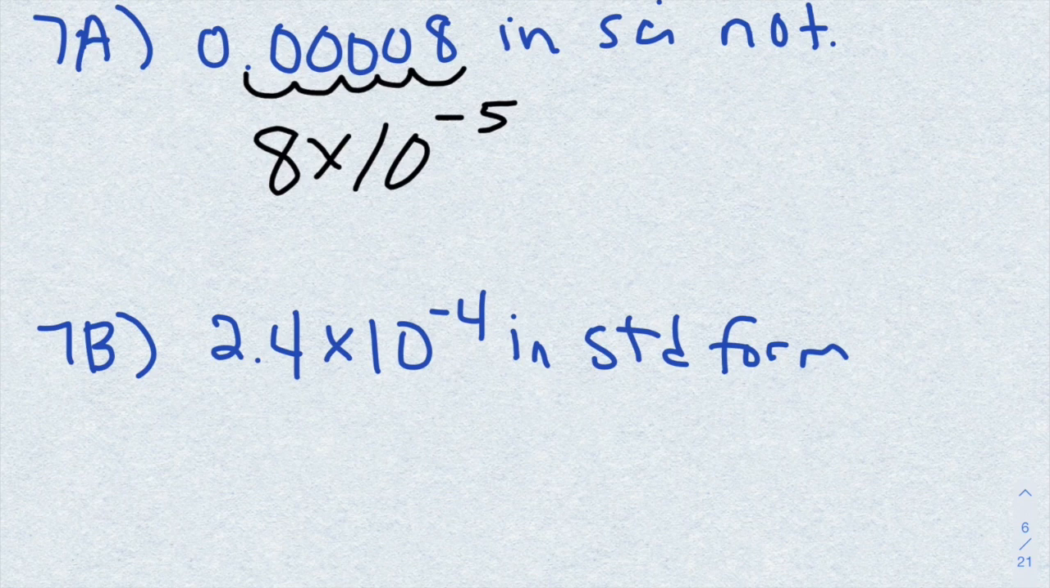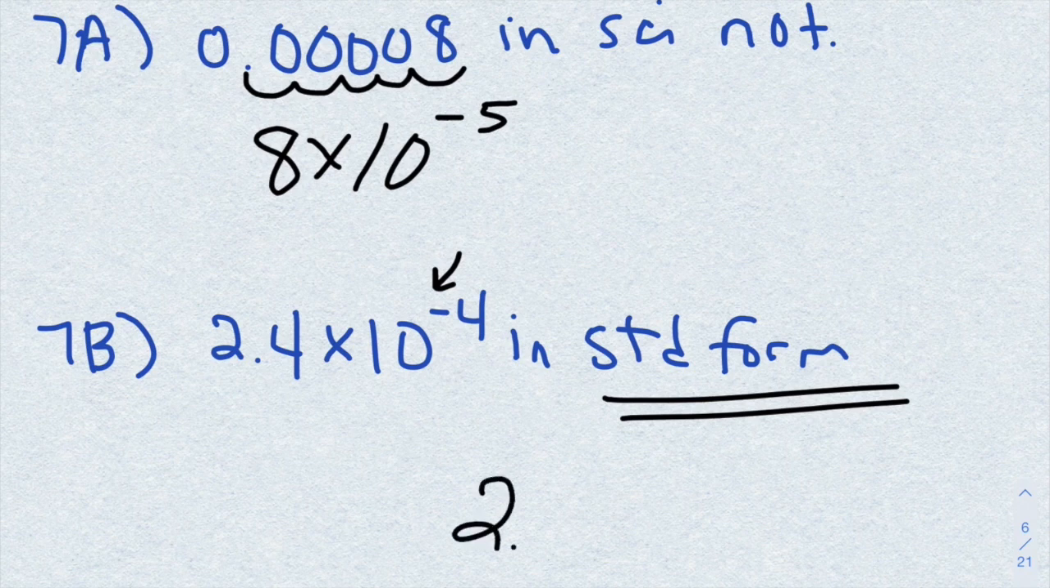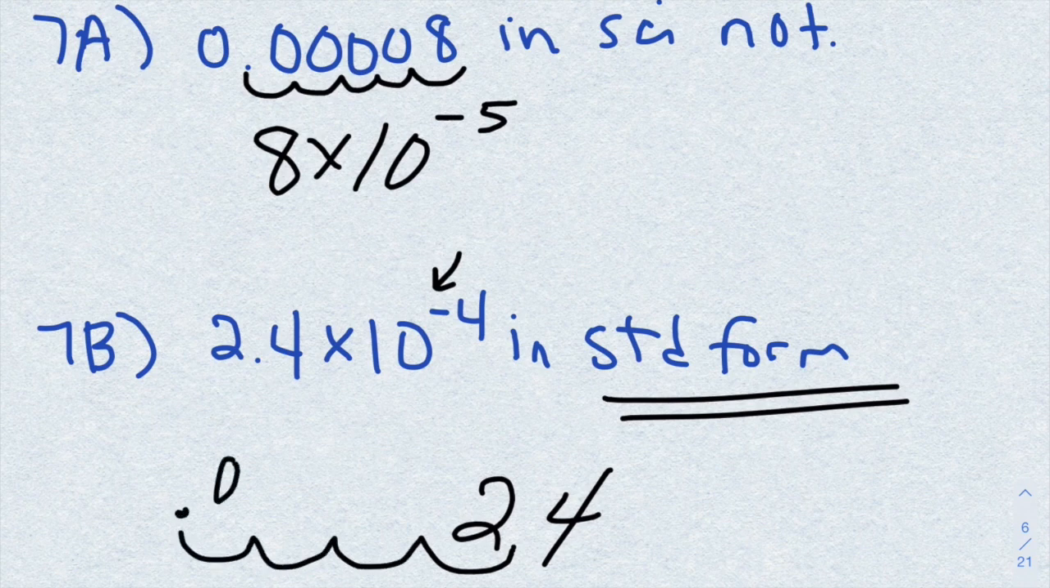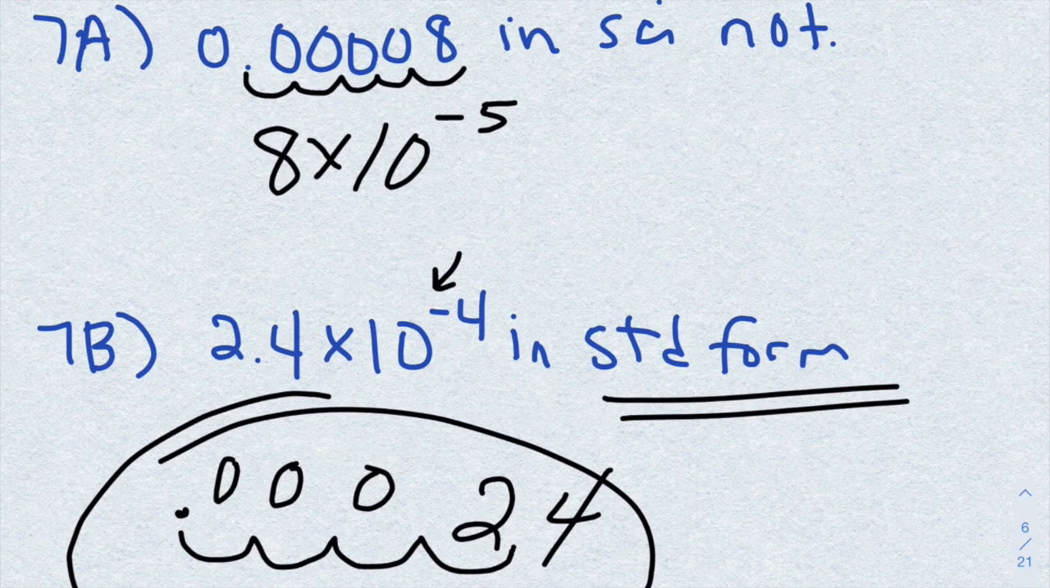So remember, the negative exponents are always really small numbers. And letter B shows me I have a negative exponent. So I know it's going to be a small number when I write it in standard form. So I'm going to write 2.4. I have a negative exponent, so I move left. 1, 2, 3, 4. Put my decimal here, and I get this happy number.